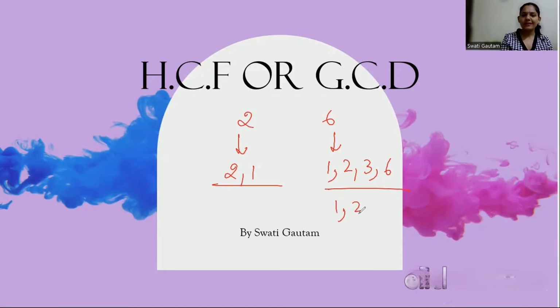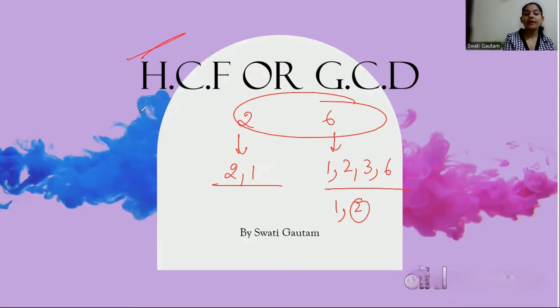You don't have to write in ascending or descending order. You just take the common numbers. So 1 and 2 are common. But we are taking the highest one. So which is the highest one? 2 is the highest. So the HCF of these two numbers is 2. Okay. So you have to take the common ones, and from those common ones, you have to take the highest one also. So that is the HCF, that is the highest common factor.